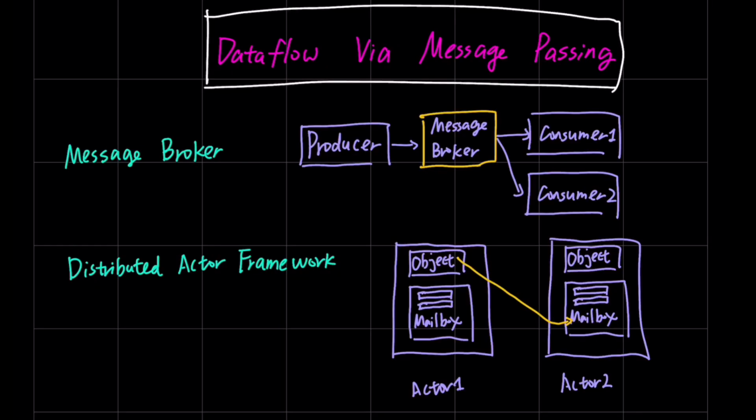Next, we talk about data flow via message passing. Compared to services, message passing is asynchronous. And here, we talk about two types of message passing. One is called message broker, the other is distributed actor framework.